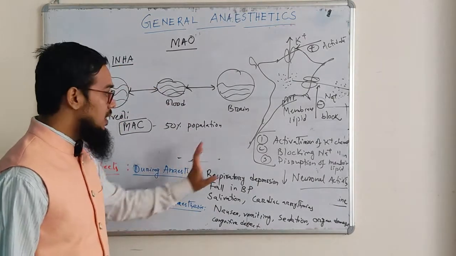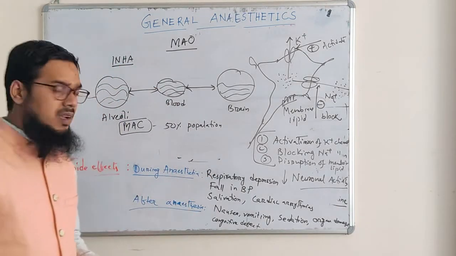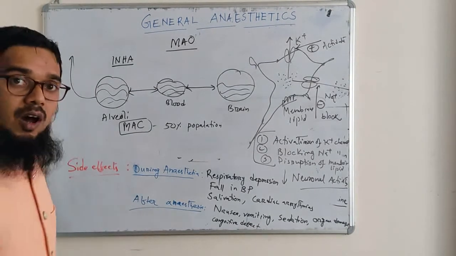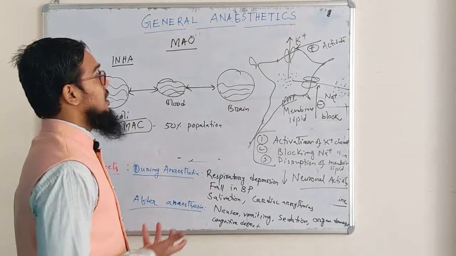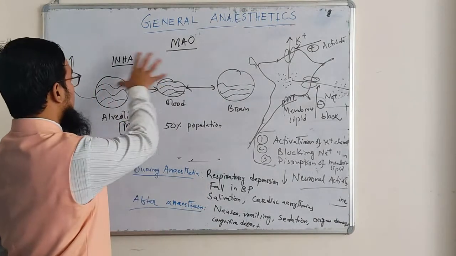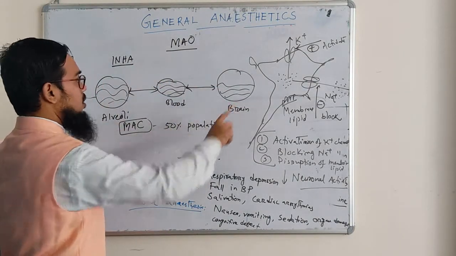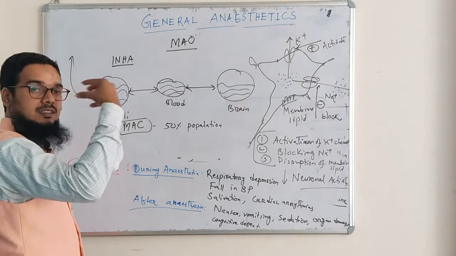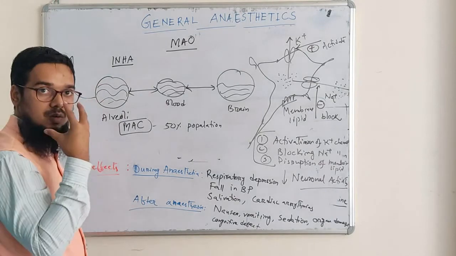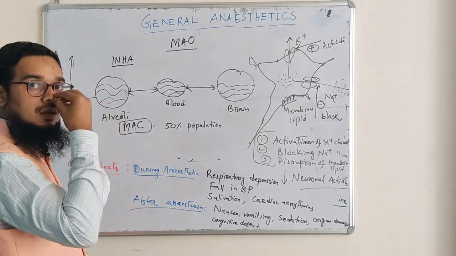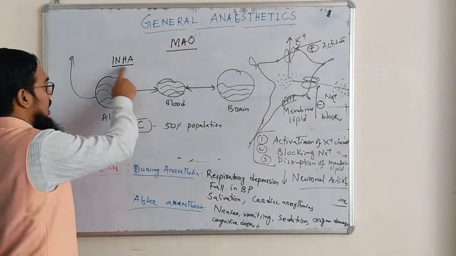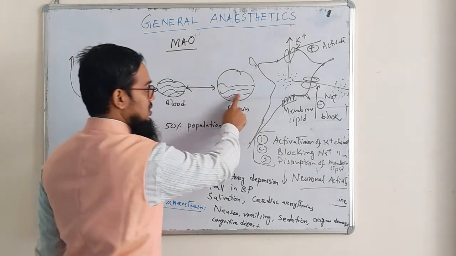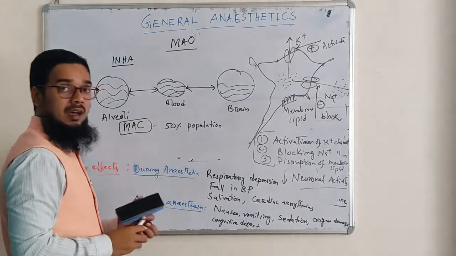Now we will discuss the mechanism of intravenous anesthesia. So first of all, before going to that, I am repeating this again. First we give the general inhalational anesthesia through our nose or mouth. Through the nose they go to the alveoli of the lungs. From the lungs they reach the blood and then they reach the brain based on the difference in partial pressure.